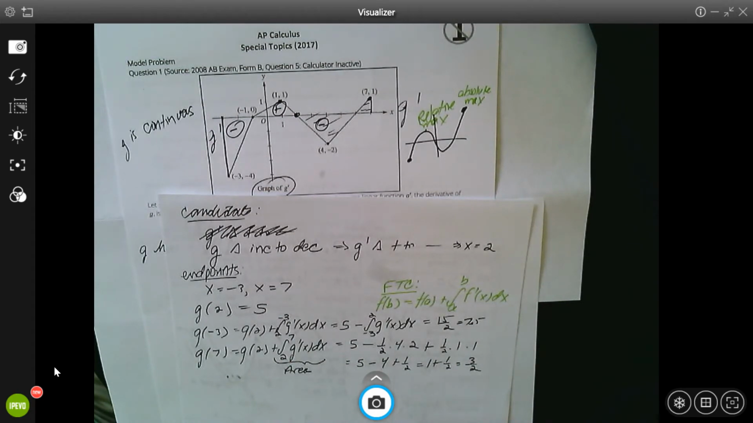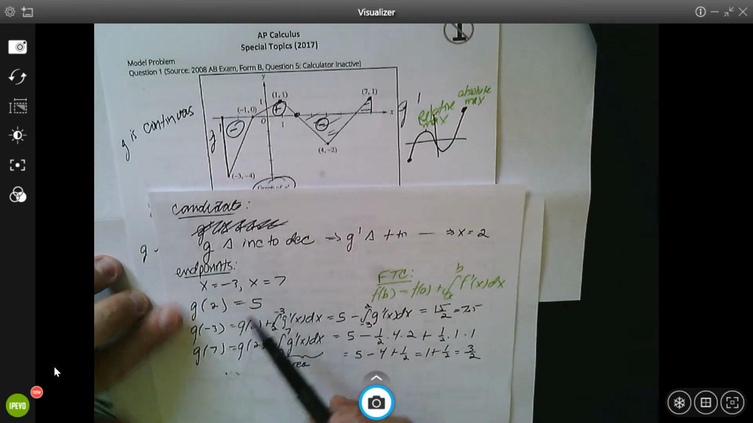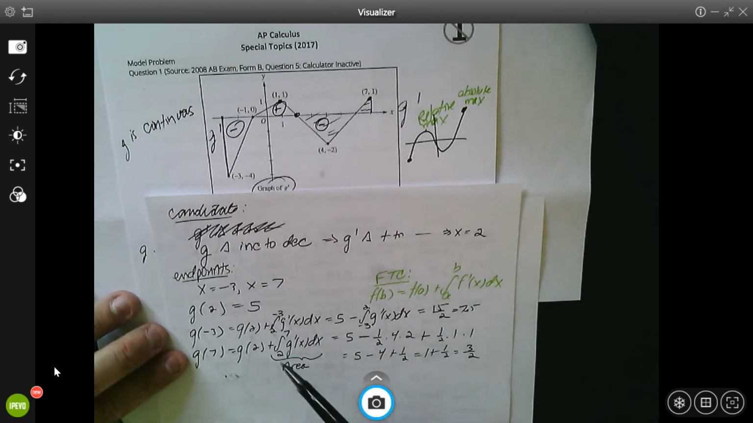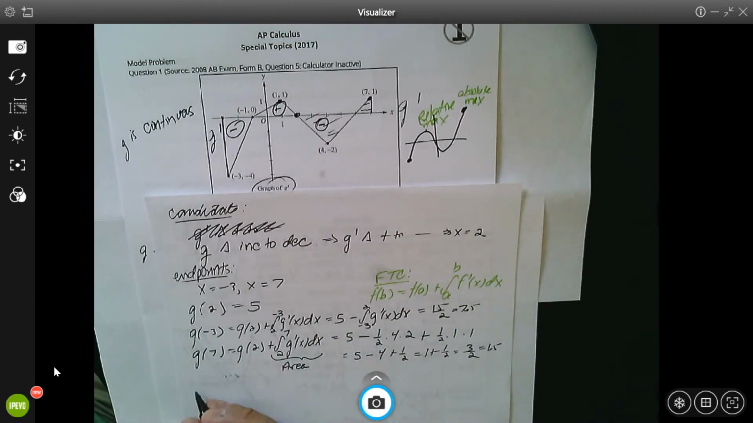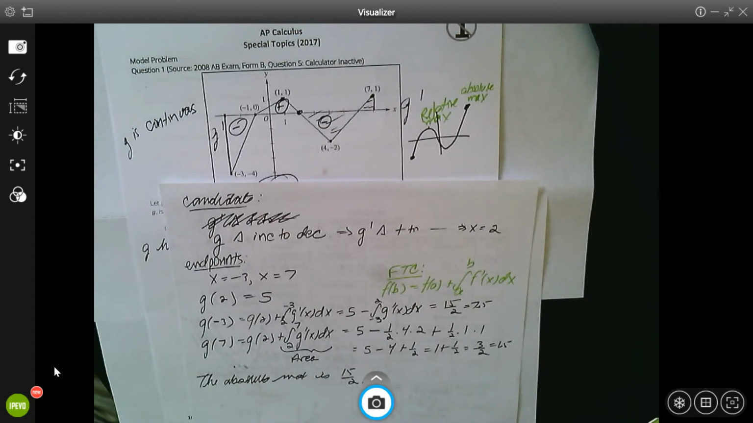So the question was, what's the absolute maximum of g? Well, what are your options? 5, 7.5, and 3/2, which is 1.5. The conclusion, the absolute maximum is 15 over 2 or 7.5. And that's it. They did not ask for the x value. They wanted the absolute maximum value, and that's what we've provided to them.